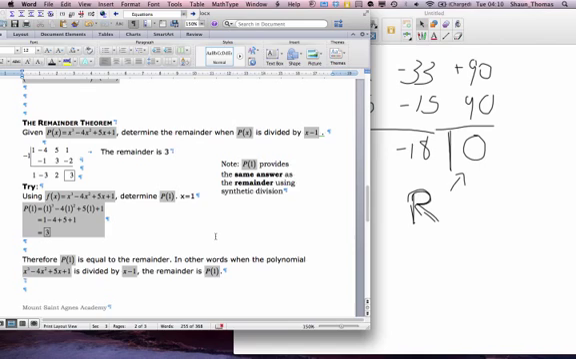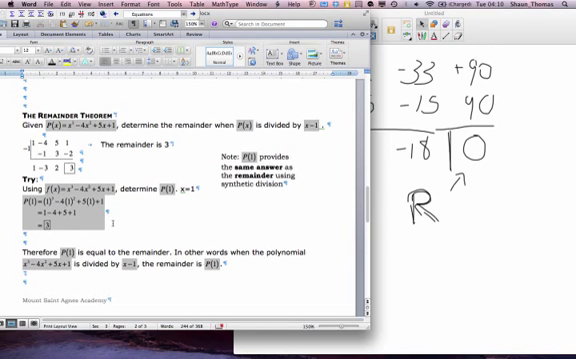In the assignment and on the test, you will be asked to do some synthetic division or long division. But if the question is only asking for the remainder, all you need to do is determine the x value that you're going to test, and that is based off of your divisor, such as up here, which is x subtract 1. You take that x value, you plug it into your polynomial, and you solve for your answer.